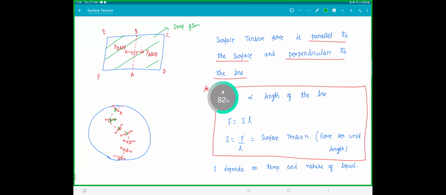Yeah, come on everyone. So last time we have seen this, that surface tension force is S into L. S is a constant and L is the length in contact. Great. So let's see a few more examples.